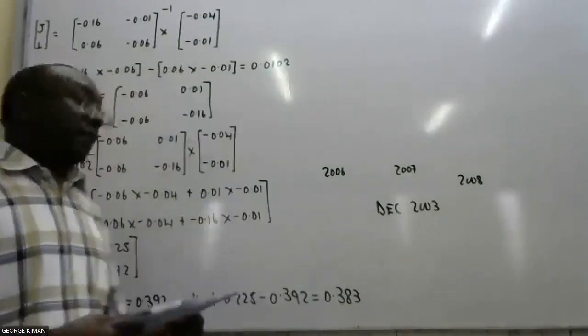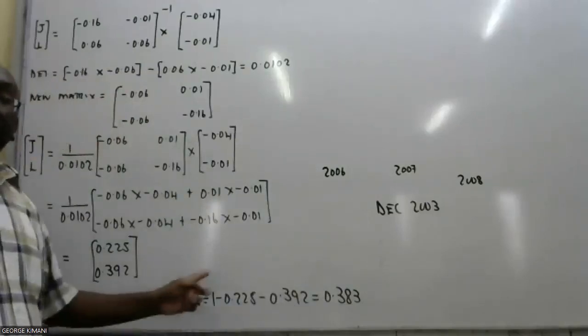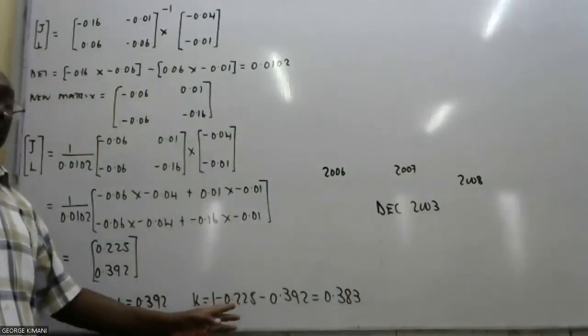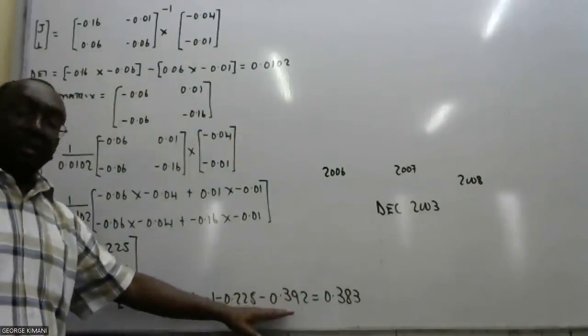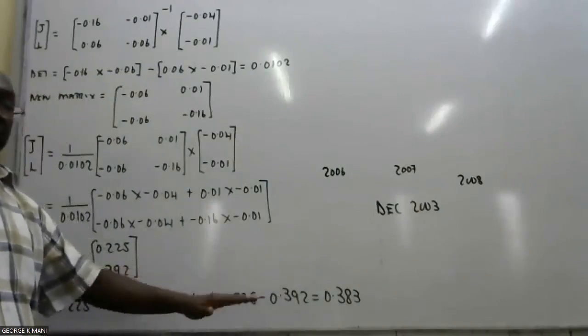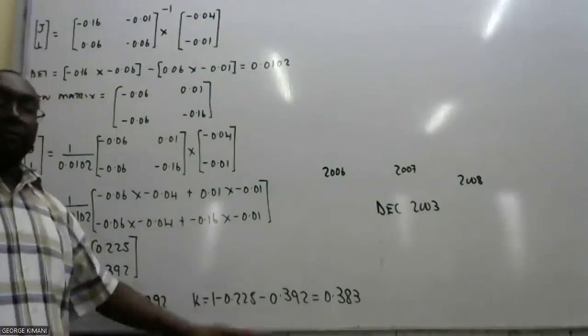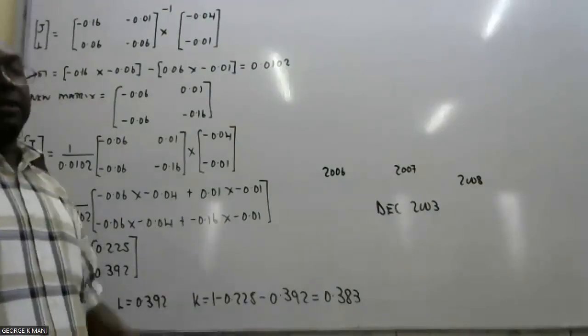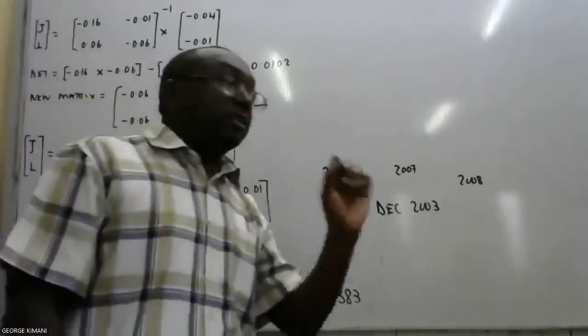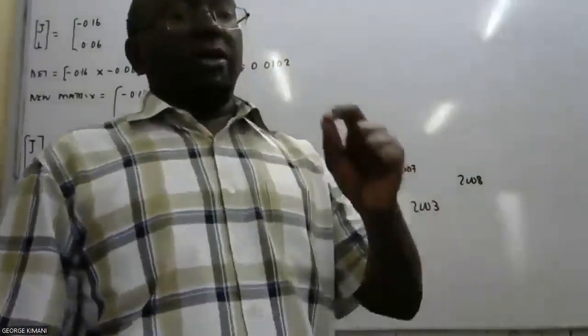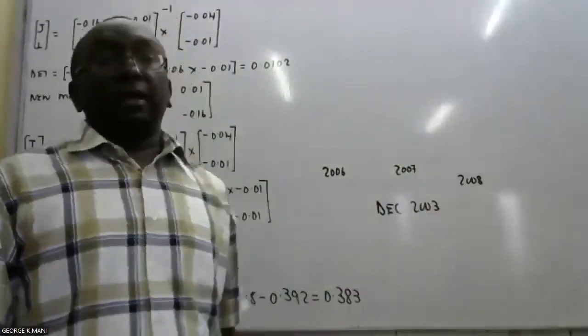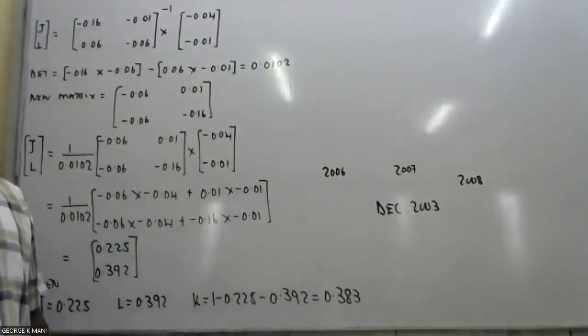So these ones that we have gotten are now the long run market shares. Yesterday's is this, today's is this, and tomorrow's is this. And I've said long run, you can also call them steady, you can also call them equilibrium. They have three names.